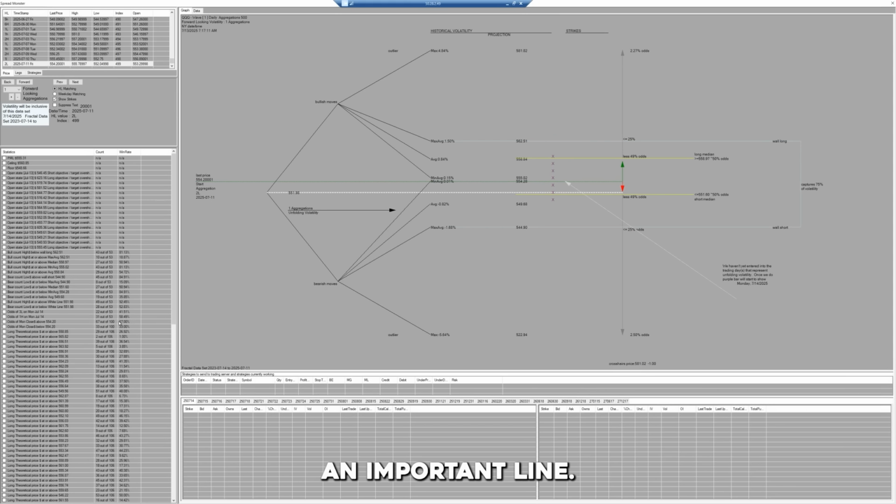I don't see it as an important line. What is the close here? What is the last price? Oh, here on the left. Okay, last price was 554. Got it. So that's the close price.